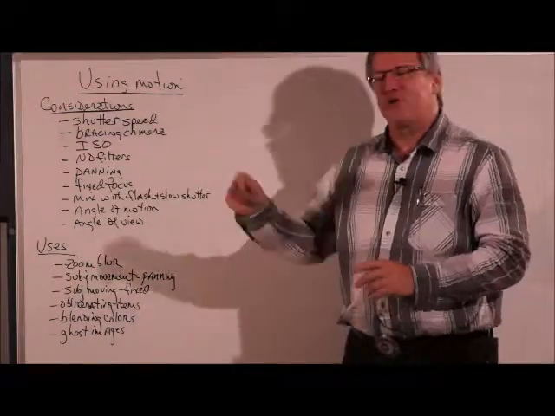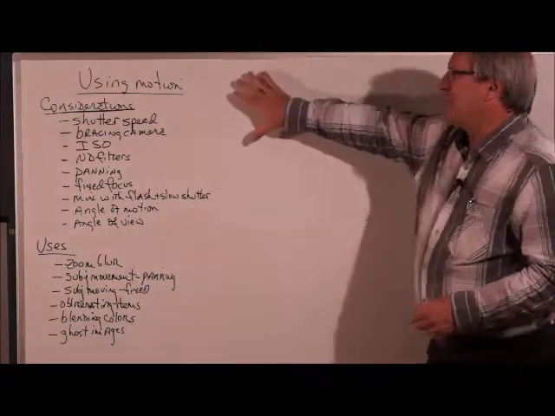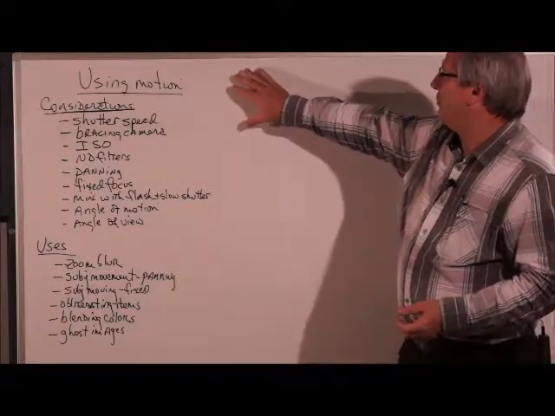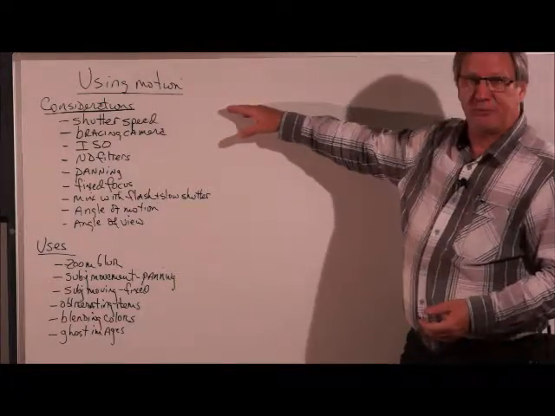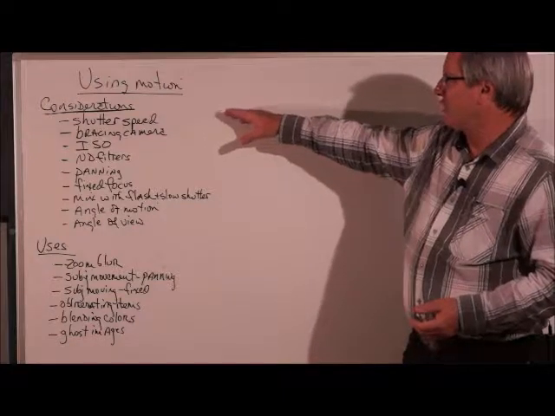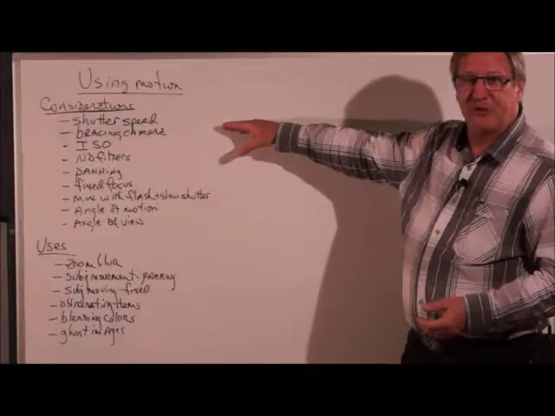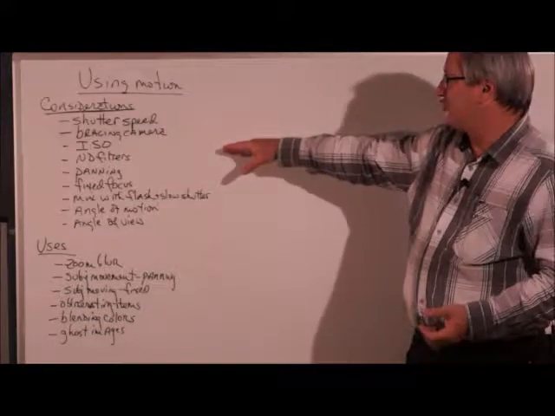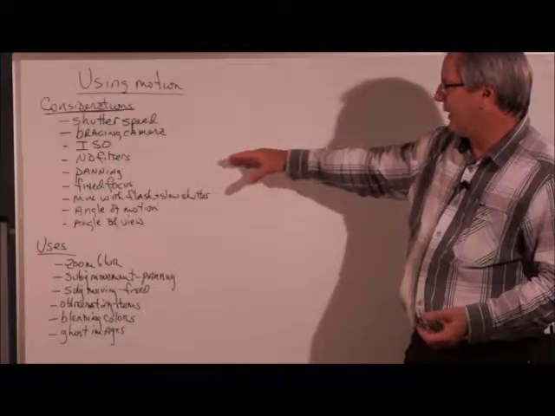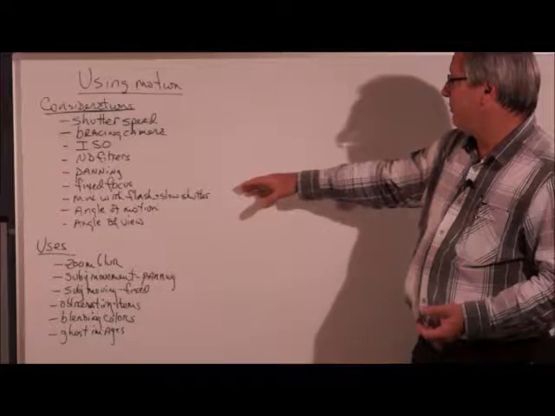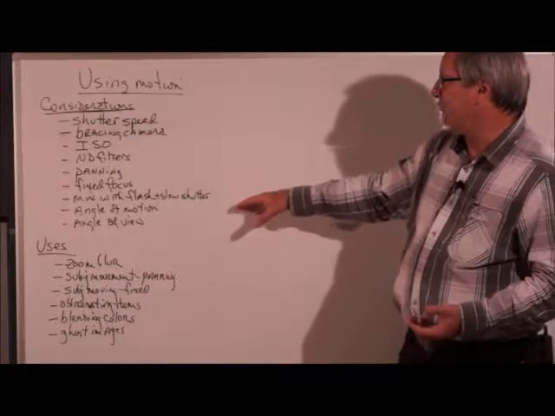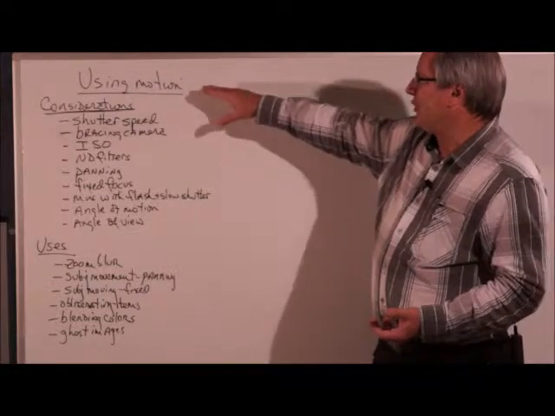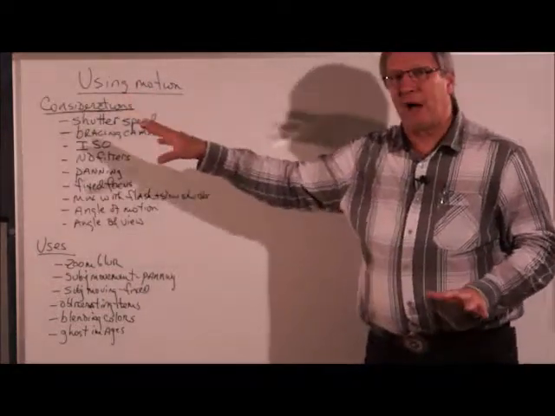But anyway, motion. Couple things to think about. In using motion, we have to consider the shutter speed, of course. If we're looking at the shutter speed, we have to concern ourselves with how we brace the camera, film speed or sensitivity, neutral density filters, panning, fixed focus, mixed with flash and slow shutter, angle of motion, angle of view. Let's talk about those. When you're using motion, in other words, not trying to stop it, okay?